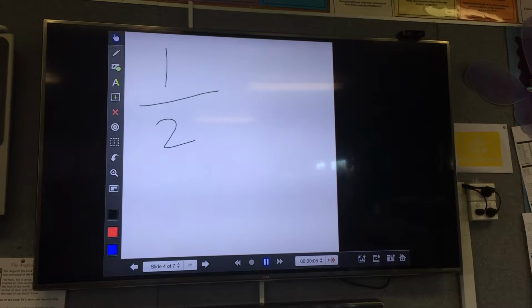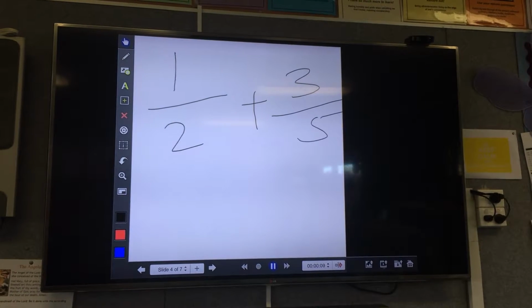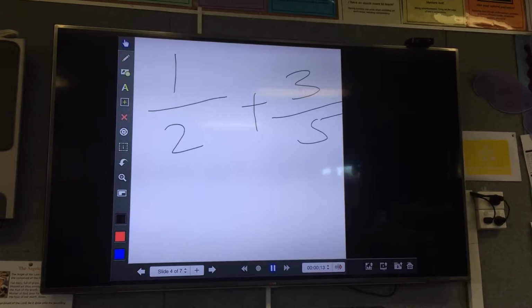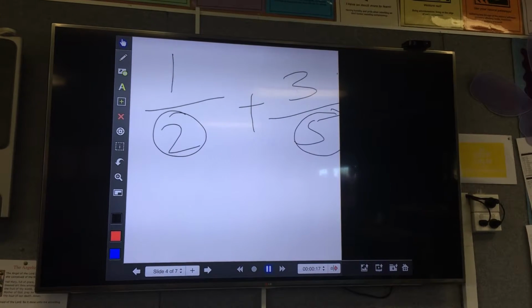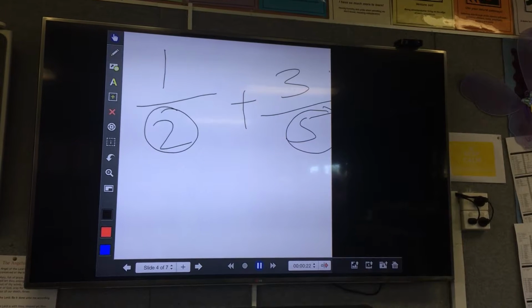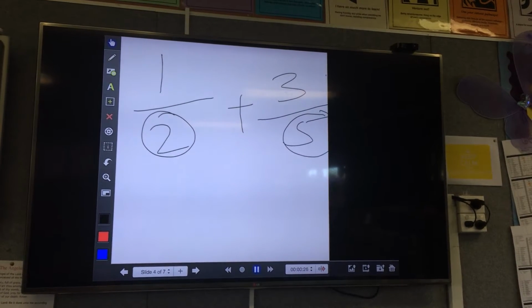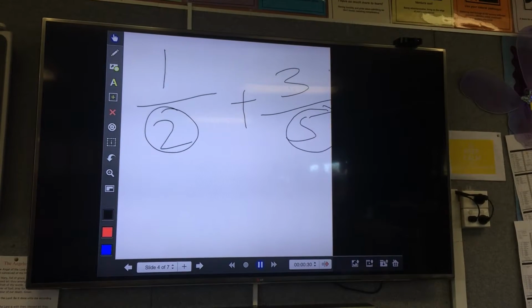Okay, so let's get on to the third step. Let's write it down again. 1/2 plus 3/5. Okay, so here's a little tip. At the beginning, we have to find the lowest common denominator. Whatever you do to the bottom, you have to do to the top. Here's a helpful tip to find your lowest common denominator. First, find the largest denominator. Then see how it could go into the other number.